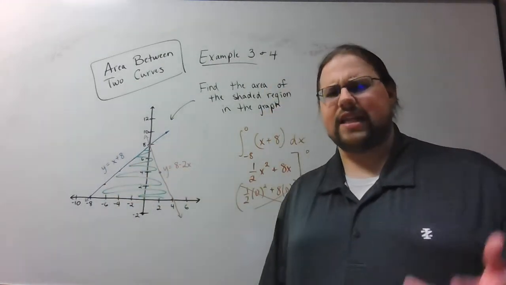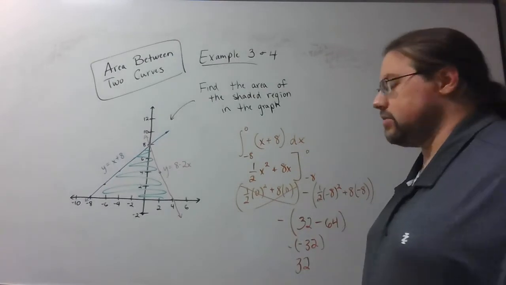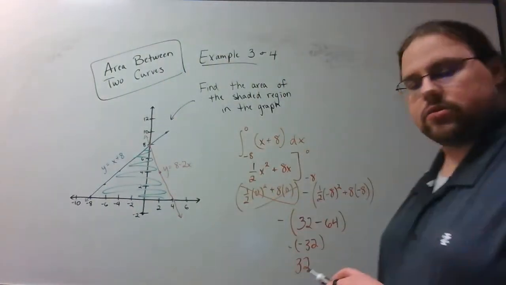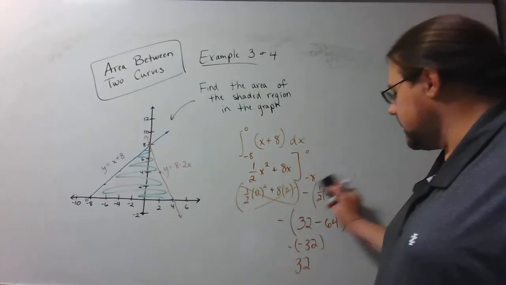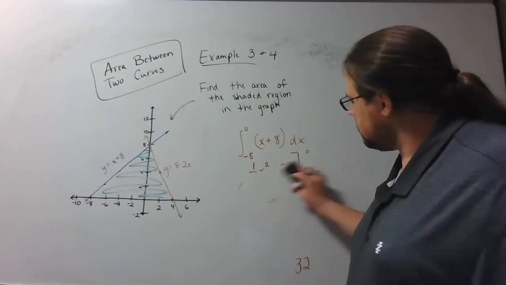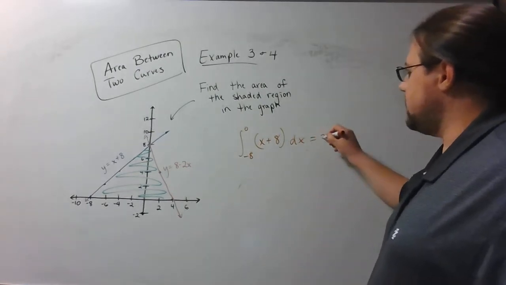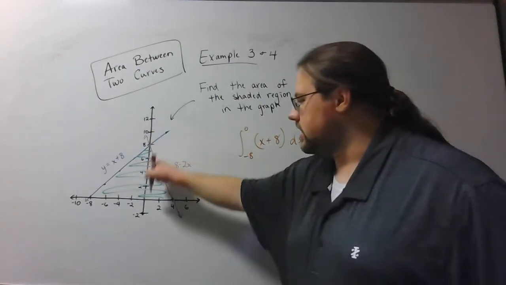Again, you could have calculated that as a triangle, but I was just going to do it this way to be sure we did definite integrals. So I know the left side is 32. Now I'm going to do the right side, the other side, so this part over here.